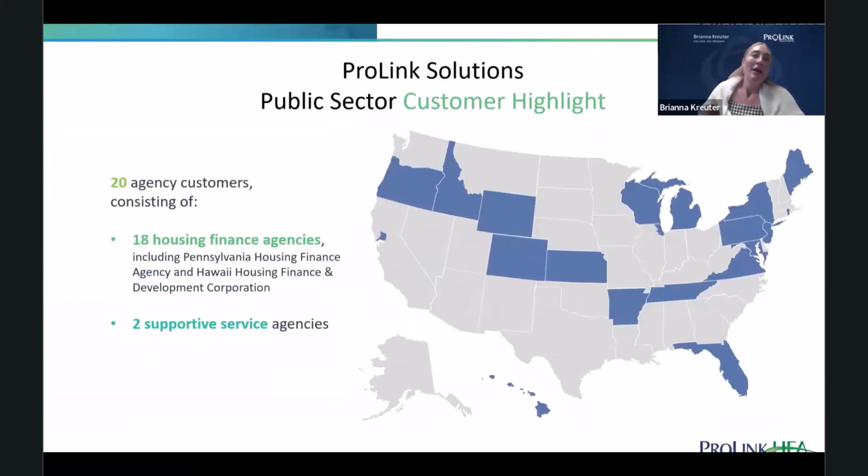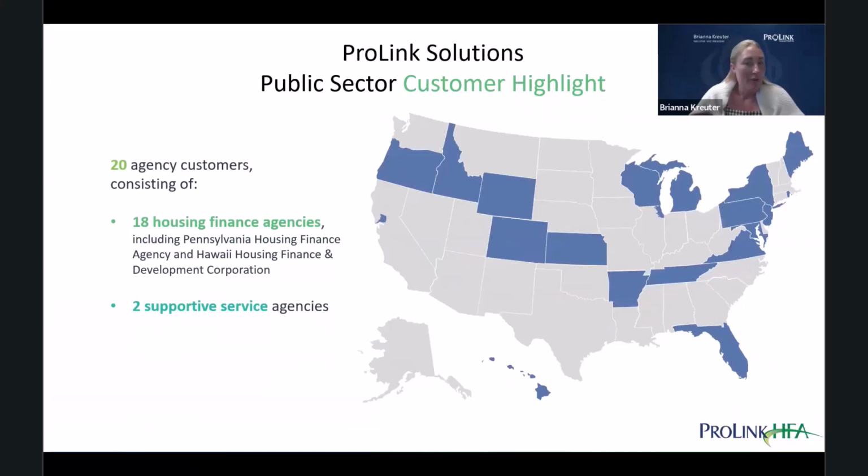This is just a quick, high-level picture of the agencies that we support with ProLink HFA. We are currently supporting 18 housing finance agencies. That does include Pennsylvania Housing and Hawaii, who are newer, going through implementation, not quite live yet, but are working through the onboarding of ProLink HFA. So thank you guys for being our newest clients. And then we also support two supportive services agencies located in California and New York.